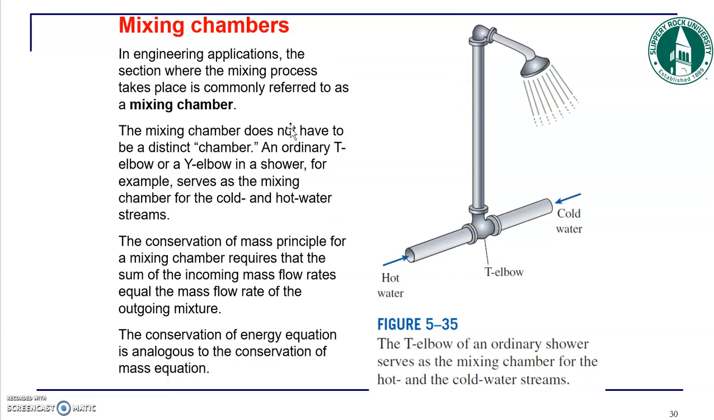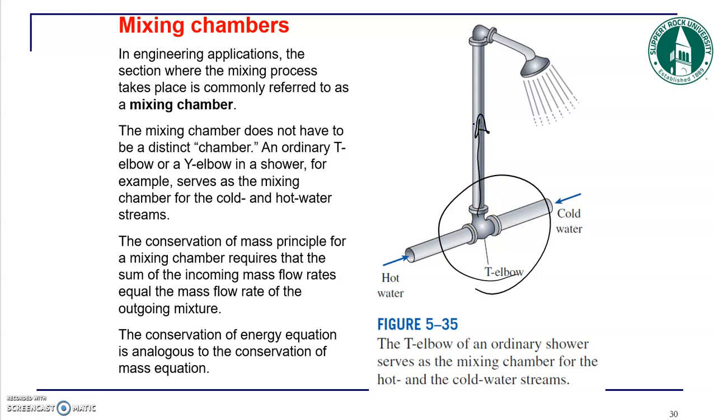Another type of device is called a mixing chamber. A mixing chamber is where two streams of flow join together and then make one stream out. I mean, you could have more than one outlet as well. It doesn't mean any type of chamber that has multiple inputs is called a mixing chamber. For example, a T-elbow in the shower is also called a mixing chamber. Cold water coming in, hot water coming in as well, and then you have one outlet, right?